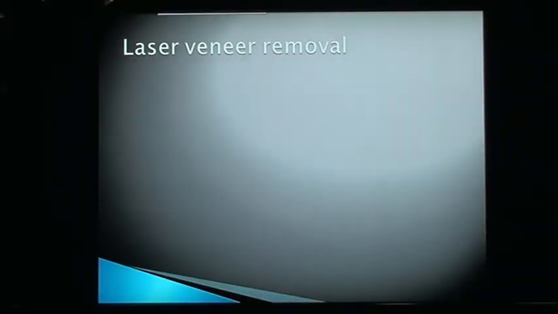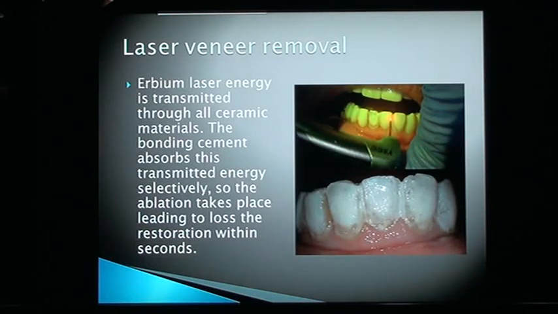Laser veneer removal. Erbium laser energy is transmitted through all ceramic materials. The bonding cement absorbs this transmitted energy selectively, so the ablation takes place, leading to the removal of the restoration within seconds. Here, really very interesting procedure. We can remove the veneer without breaking veneer, without touching or making any cracks on the enamel. Even here in this photo, you can see the cement is still on the surface of the teeth.